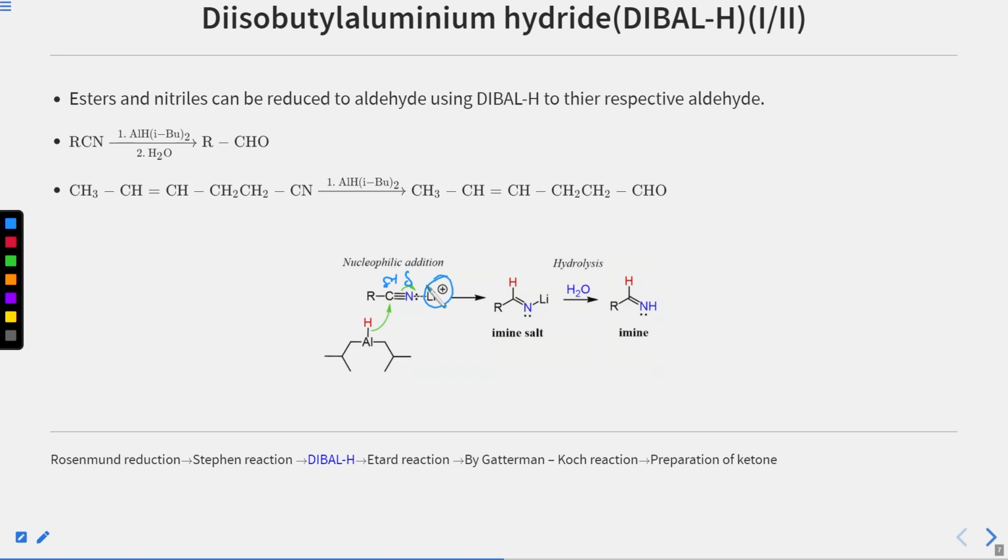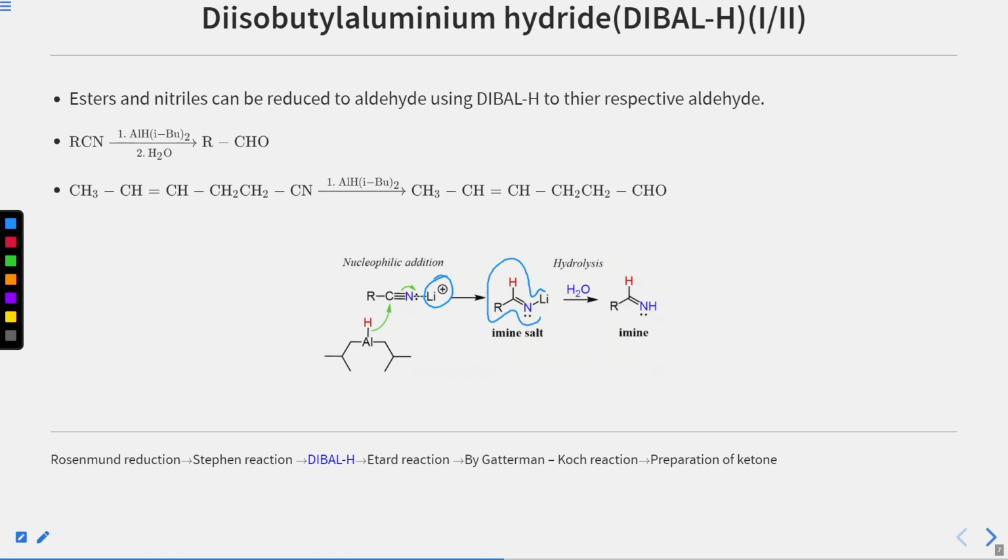So this lithium ion chelates with the lone pair of the nitrogen. Since it chelates, it increases the nucleophilicity of this carbon center. Therefore, this hydride is donated by the aluminum to this center, and it results in the propagation of this triple bond onto this nitrogen. Clear? And it forms a bond like this.